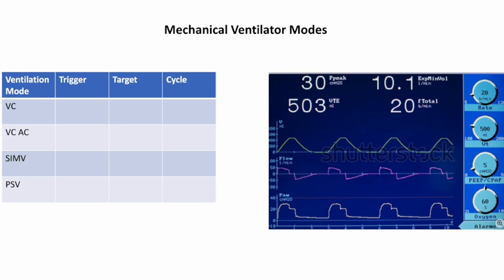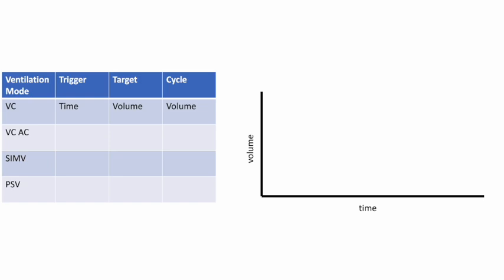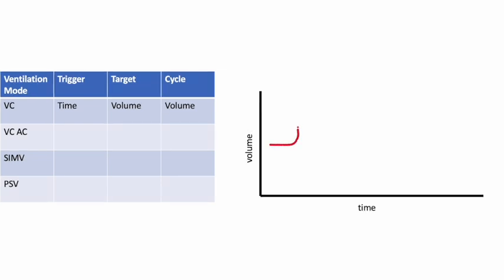Let's review a few of the common ventilator modes that you'll see in the ICU. Let's start with volume control. In volume control, the trigger is time. If you set 15 breaths per minute, then every 4 seconds the patient is going to get a completely assisted breath. And the target is volume. Let's just say that we set it to 500 cc's. If you look on a volume time curve here, at 15 breaths per minute, every 4 seconds they're going to receive a breath of 500 cc's every single time.